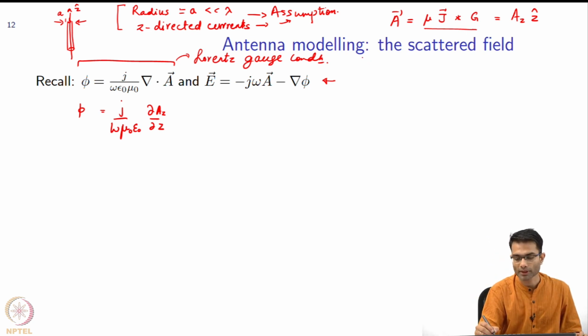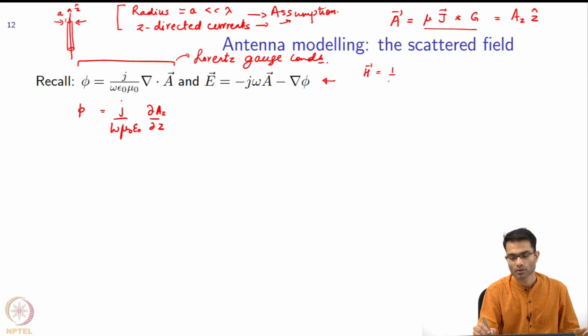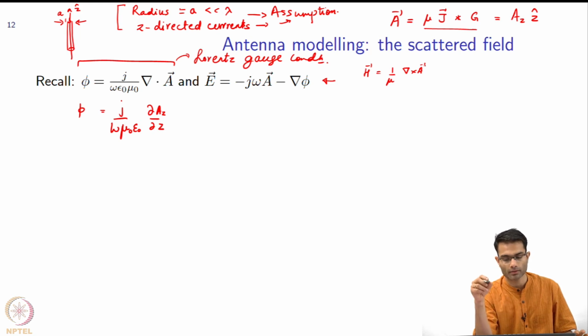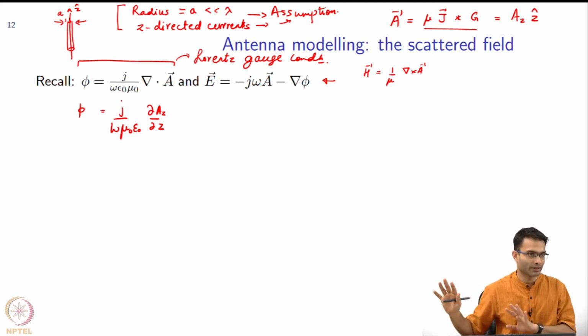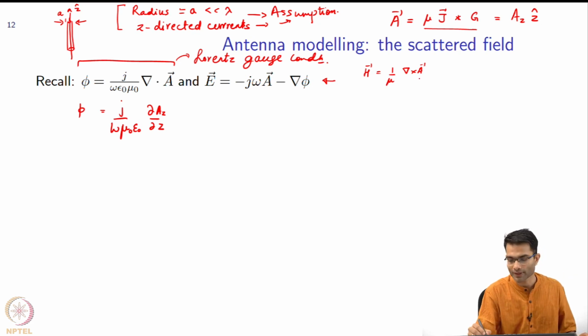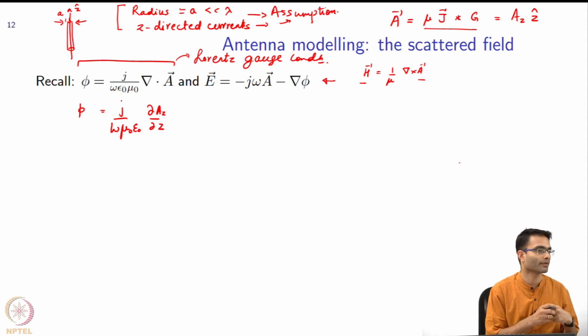My question is, normally what did we do to get the fields once I got A? How would I write it? H was 1 by mu curl of A, right? I want to get to the fields from A. Once I get A, I can go to H, and from H I can go to E by taking the curl of H. But instead I am writing E directly in terms of A and phi. Here I have to do more work, right? I have to also find phi. Earlier, if I used only A, I could get H straight away.